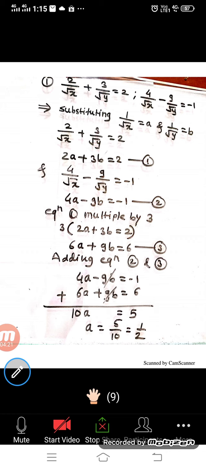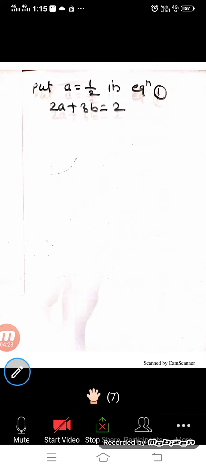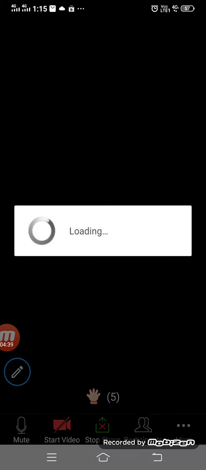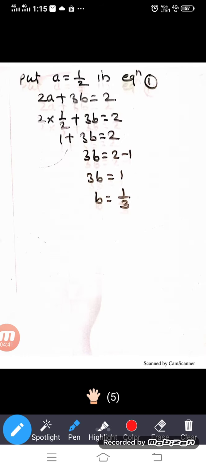The value of a is equal to 1 by 2. Put in equation 1, then we get the value of b. Substitute in equation 1. Equation 1 is 2a plus 3b is equal to 2. Then the value of a replaced by 1 by 2, we get 2 into 1 by 2 plus 3b is equal to 2. Here the 2s get cancelled. Then 1 plus 3b is equal to 2.